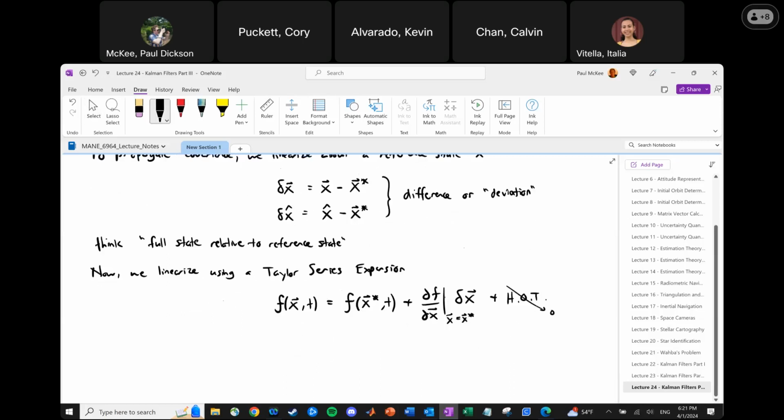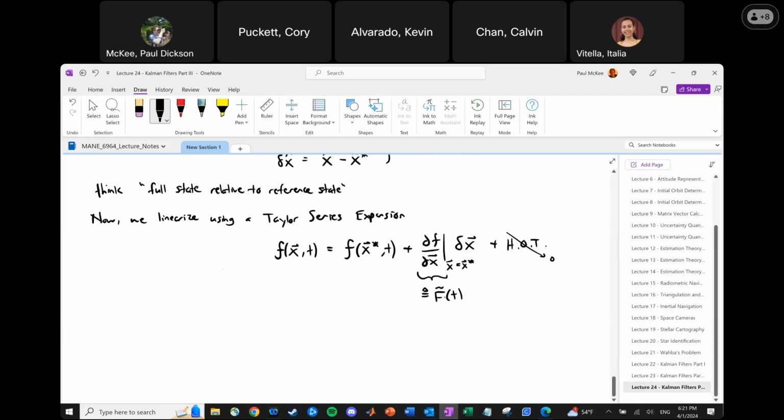Now this term right here, the derivative of your nonlinear function with respect to your state, a partial derivative, sounds like we're going to need some of that matrix vector calculus that we've learned to love so much, is going to be called f tilde of t. And essentially what we're saying is the derivative of our nonlinear function with respect to our state is going to take the place of the f matrix from before. That's the idea.